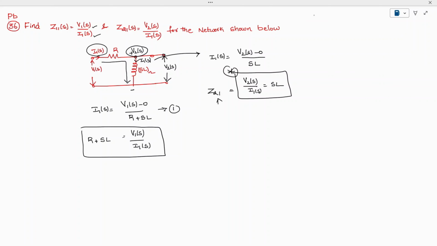This is called transfer impedance, and this is called input impedance. Why? Because input means input voltage to the input current, while this is input voltage to the output current. It's nothing but Z21, called transfer impedance. This is how to find the answer to the problem.